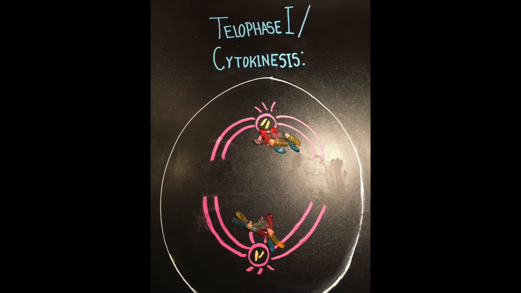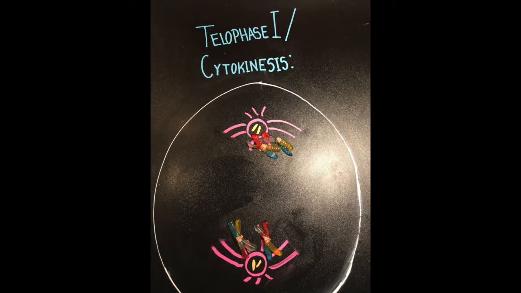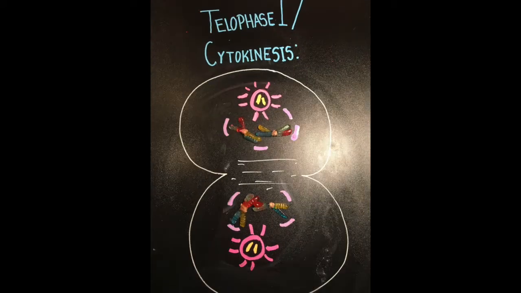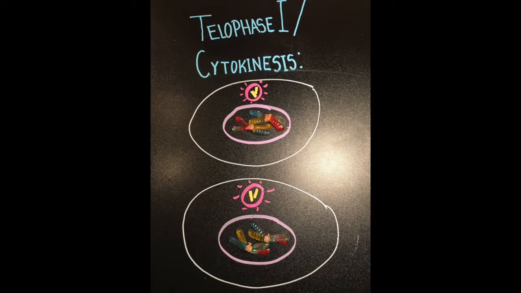The final part of meiosis 1 is telophase 1/cytokinesis. In telophase 1/cytokinesis, the spindle fibers break down and the nucleus reforms, but not always all the way. The chromosomes are on the opposite poles, so a cleavage furrow forms and the cytoplasm divides, leaving two haploid cells.